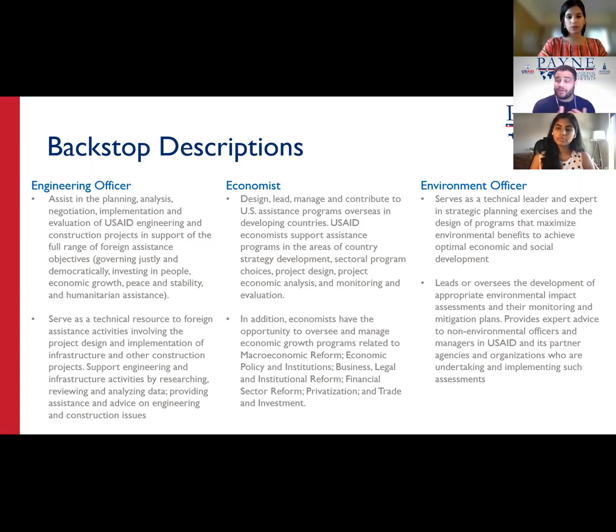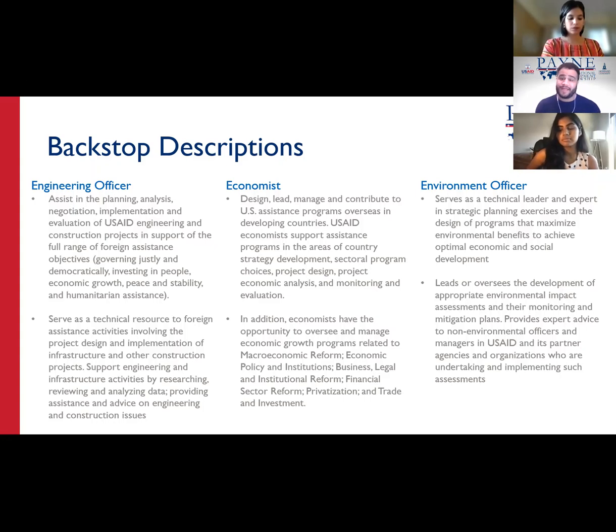So they're going to do a little bit of work with private enterprise officers, obviously. They're going to be doing a lot of work with other domains as well to make sure that the projects that we're doing are going to be boosting that economy. So they're going to be looking at economic policy, business, legal, and institutional reform, financial sector reform, all these great things. Economy is not my gig, but I'm glad that there are people out there who are able to do it. And finally, environmental officers are going to be looking at the environment.